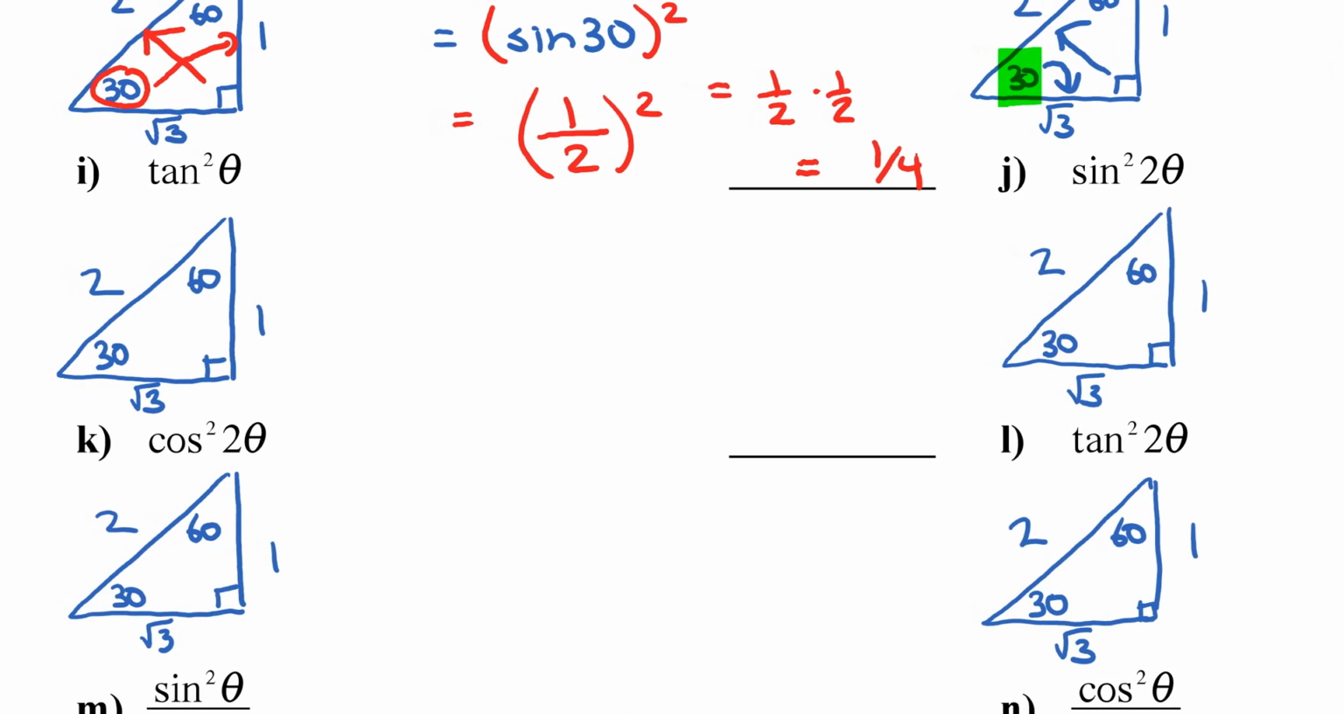All right, now I have tan squared theta here. So this is the same thing as tan of 30 degrees, all to the power of 2. So there's the 30 degrees.